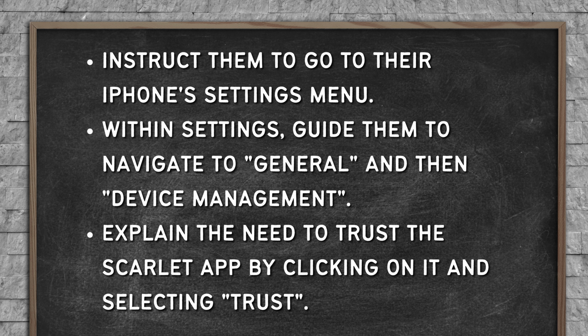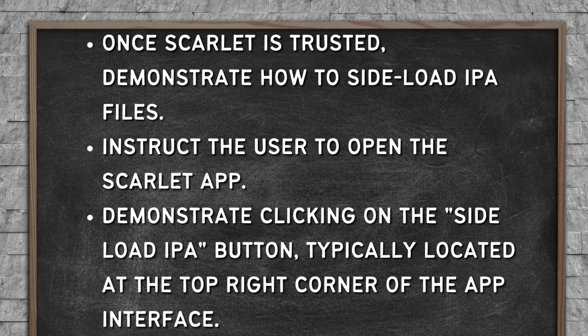Instruct them to go to their iPhone settings menu. Within settings, guide them to navigate to General and then Device Management. Explain the need to trust the Scarlet app by clicking on it and select Trusting. Once Scarlet is trusted, demonstrate how to sideload IPA files.